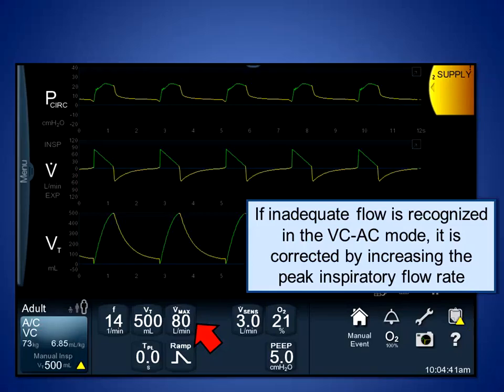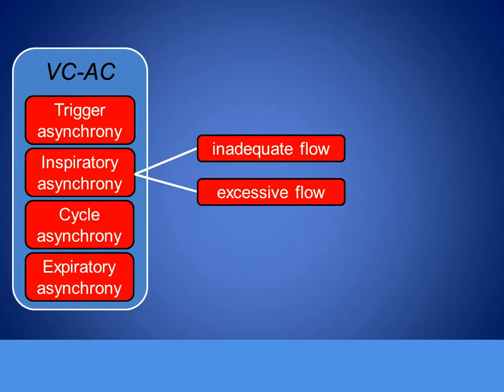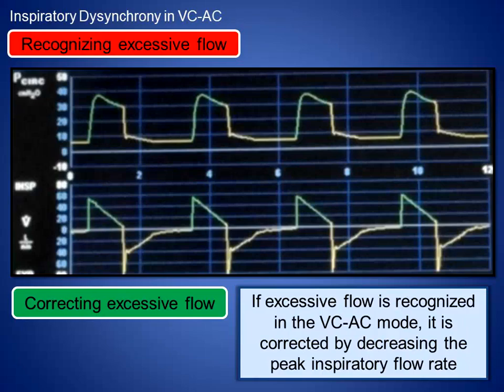So two types of inspiratory dysynchrony. One is inadequate flow. The other one is excessive flow, which is essentially the exact opposite. It takes on a different appearance. Clearly, it's not inadequate flow, and it doesn't have that drop in airway pressure. We're talking about excessive flow, and so instead of a drop in airway pressure, you actually have a spike in airway pressure on the left-hand side. To correct this, you would simply decrease the flow.